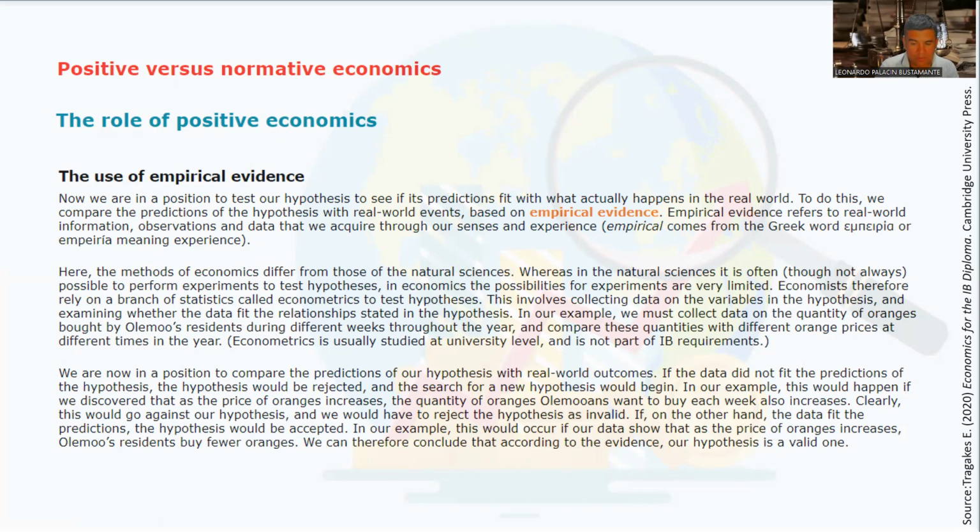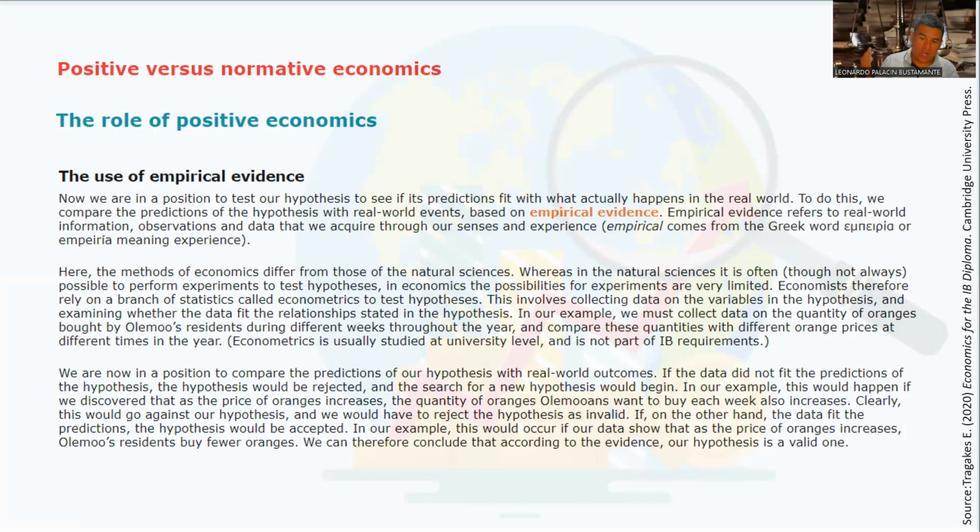In our example, this would happen if we discover that as the price of oranges increases, the quantity of oranges Olemunians want to buy each week also increases. So clearly, this would go against our hypothesis. So if we test through empirical evidence and we find out that there are no correlations, we would have to reject the hypothesis as invalid.